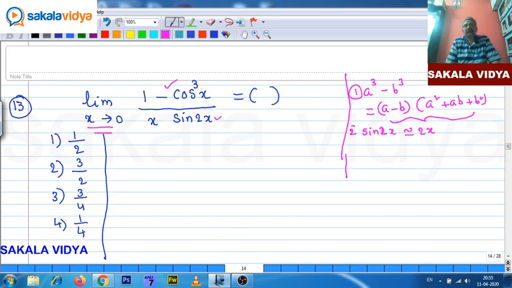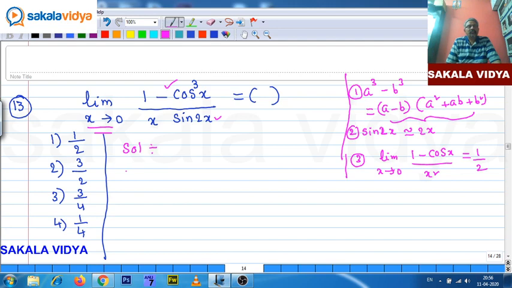Third plan is limit x approaches to 0, (1 minus cos x) by x square. Already yesterday we have discussed, that is 1 by 2. This is standard. Okay. So, now let us apply these plans.